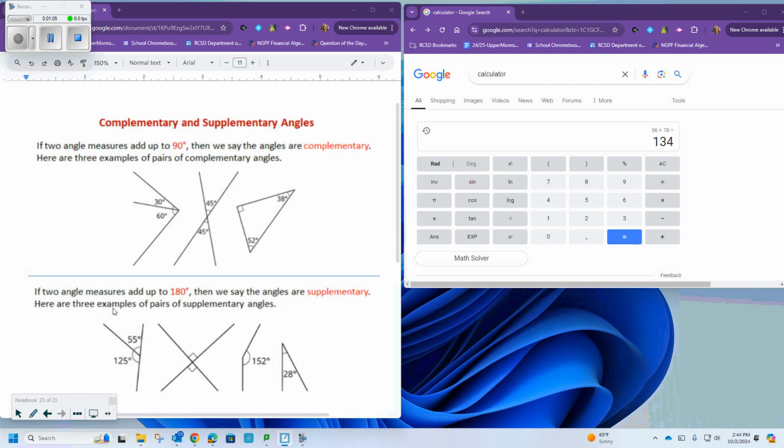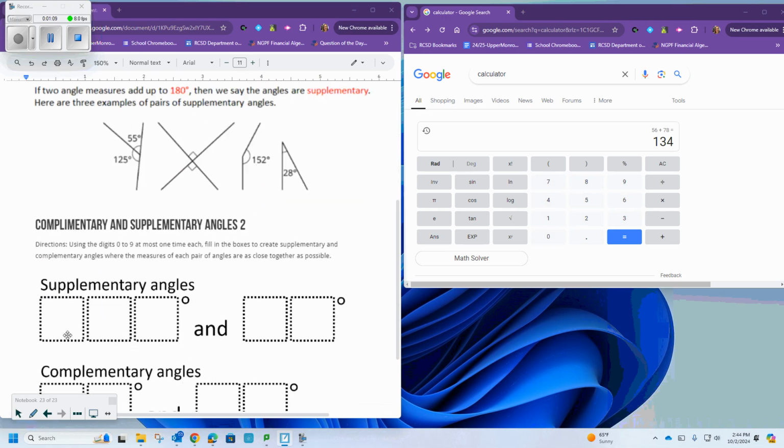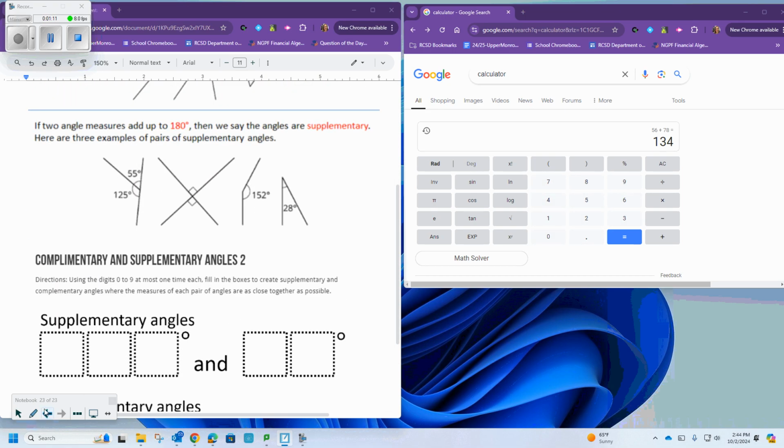I'm going to move down a little bit now. Feel free to pause the video at any time or go back if you need to see that again. Next, we're going to talk about supplementary angles. Okay, and supplementary angles add up to 180 degrees.